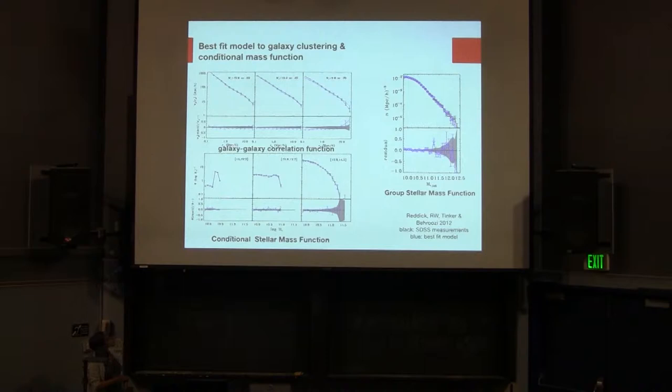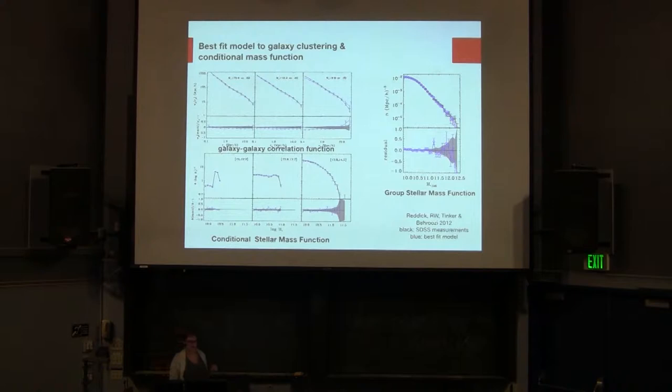This model basically has one choice of parameter to match the halo, and then two free parameters. But other than that, it's all set by the dark matter simulations. And you can see it provides a very, very good fit to the data. One of the key things that we're doing here is that in addition to using the correlation function, we also use the relationship between galaxies and their groups.